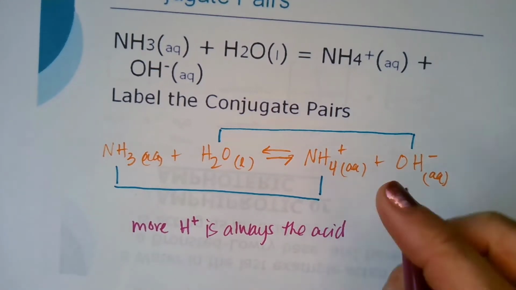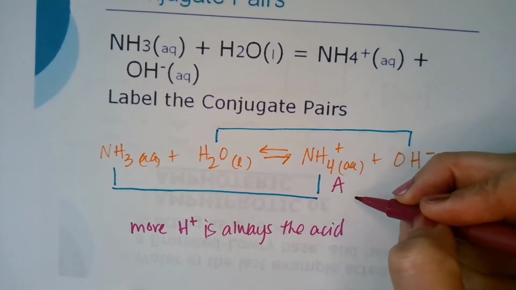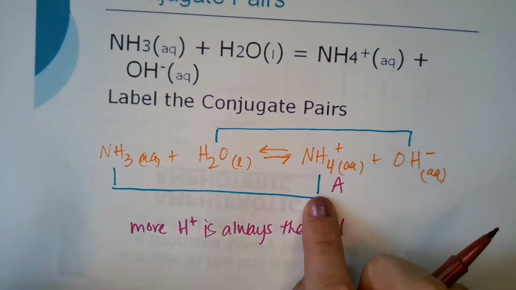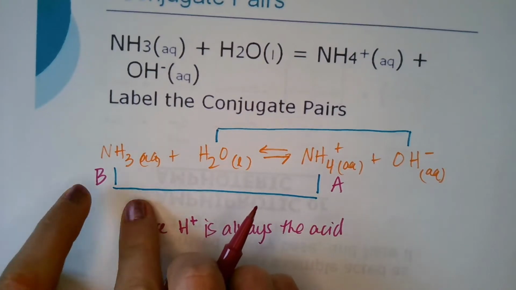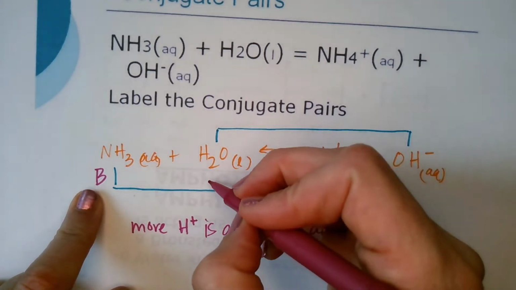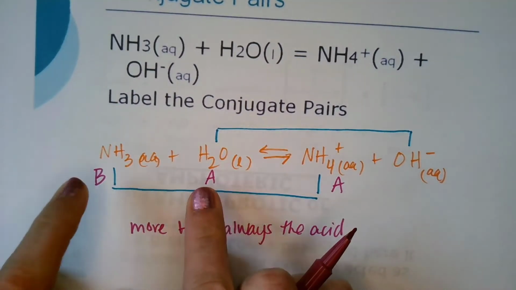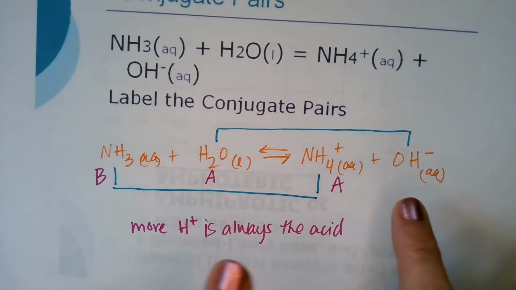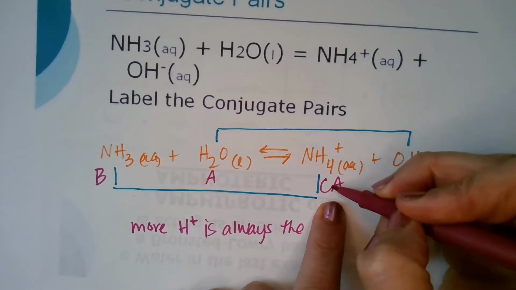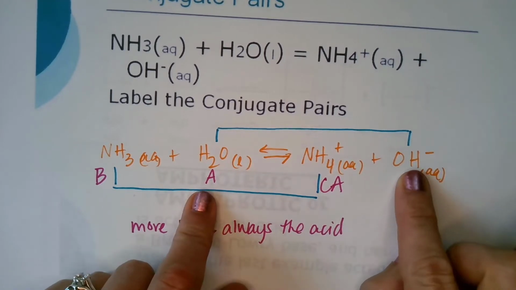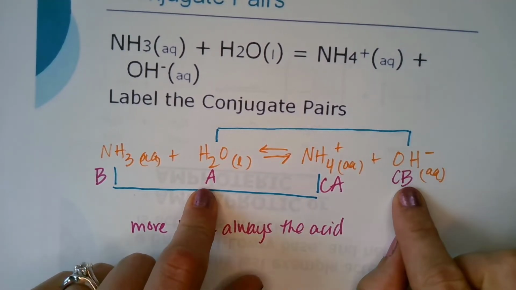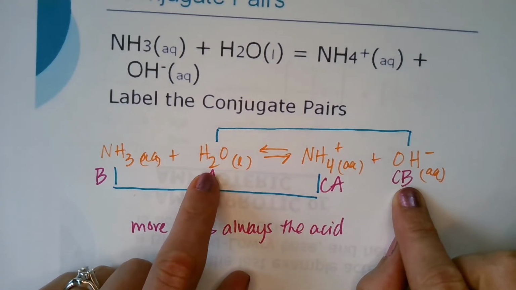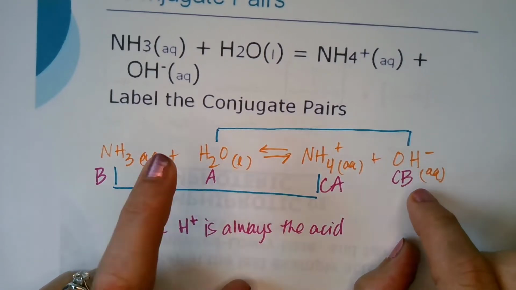So let's look at this one. I have 3 hydrogens, I have 4 hydrogens. So this must be my acid. So therefore, this is the base. And if this is the base, my water must be acting as an acid. So on the left, I have my acid and my base. So on the right, I'm going to have my conjugate acid. And again, on the right, this must be my conjugate base, but let's just compare.